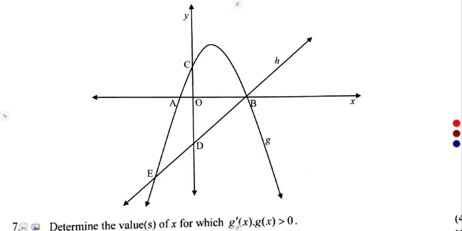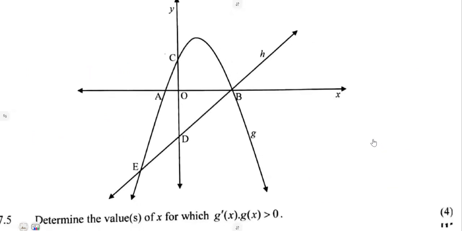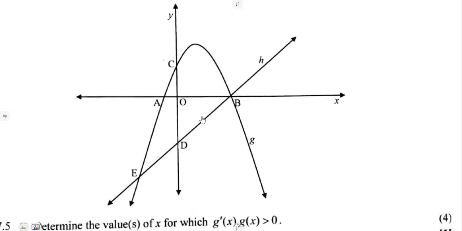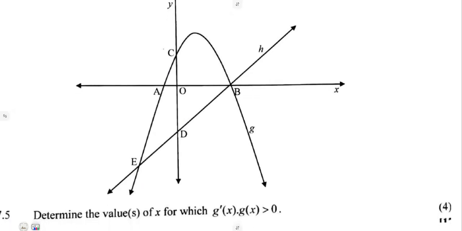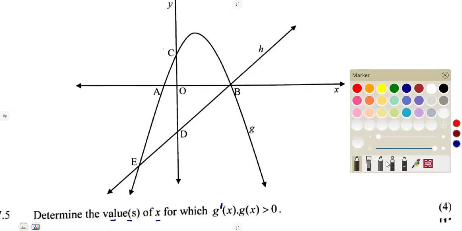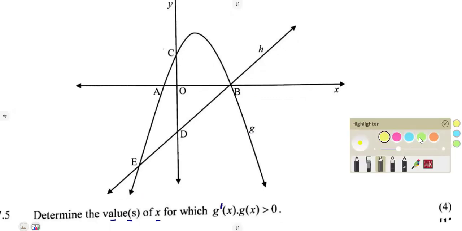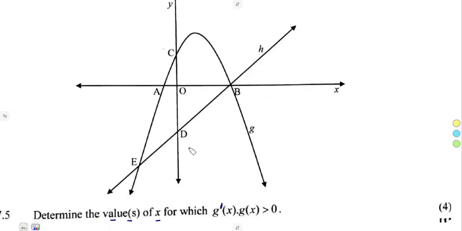Let's consider a question like this, where we have a function here. It is given two functions, the one for g and the one for h. But if you check our question, it is to determine the values of x for which the first derivative of g times g of x is greater than 0. And thus we are focusing only on one function, g. It is not affecting h. So we're just focusing on g. This is our g of x, which is what?